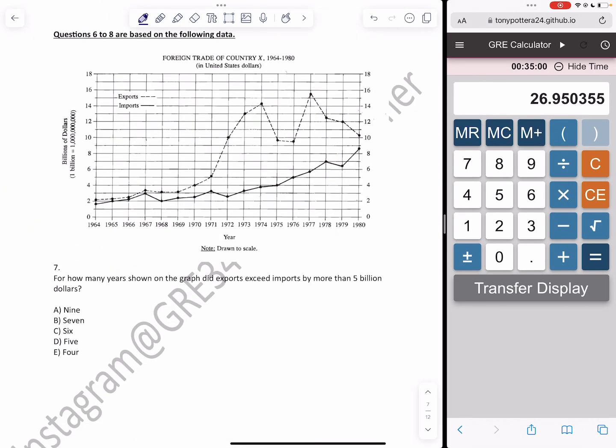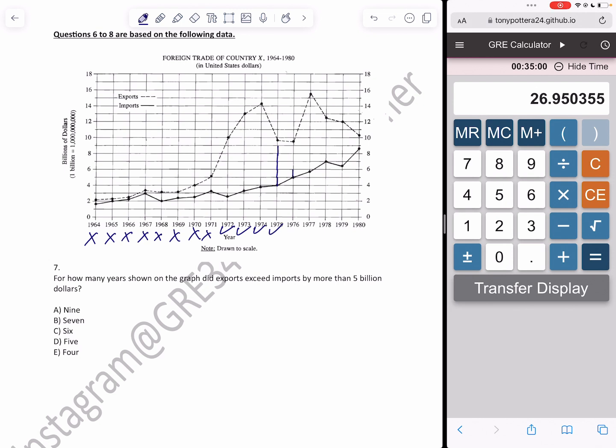For how many years shown on the graph did exports exceed imports by more than 5 billion? So, not 64, not 65, not this, not this, not 70, not 71. 1972, yes, exports exceed imports by well over 5. 1973 as well, 1974 as well. Let's check 1975. So 1, 2, 3, 4, 5. Yep, 1975 is also okay.